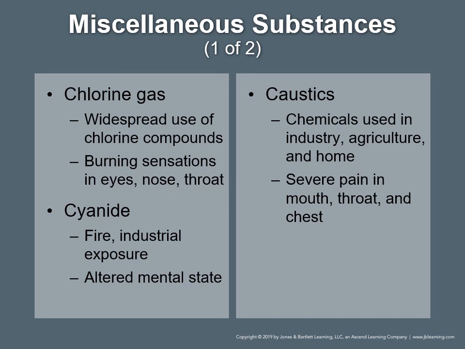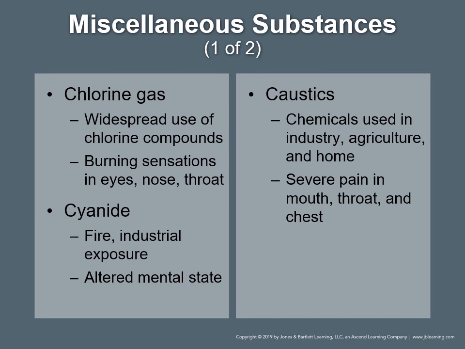Caustics. These include strong acids and strong alkalis. Both types of chemicals are commonly used in industry, agriculture, anhydrous ammonia, and the home, such as in bleach. Most cases of exposure to caustics involve accidental dermal or ocular exposure. If the patient is an adult, oral ingestion of caustics is usually an intentional suicide attempt.